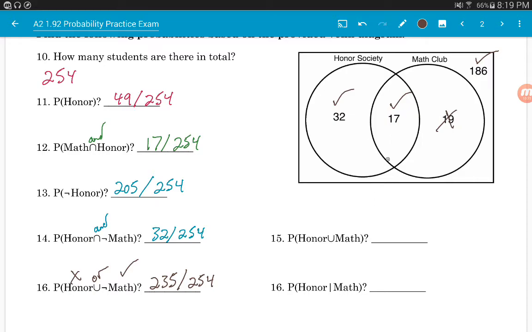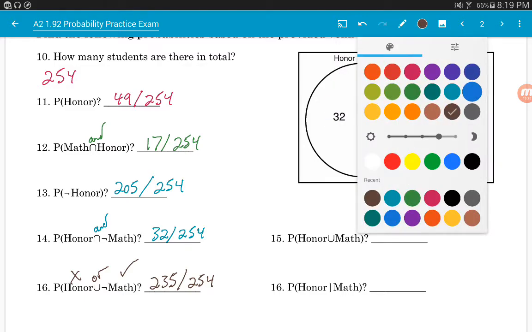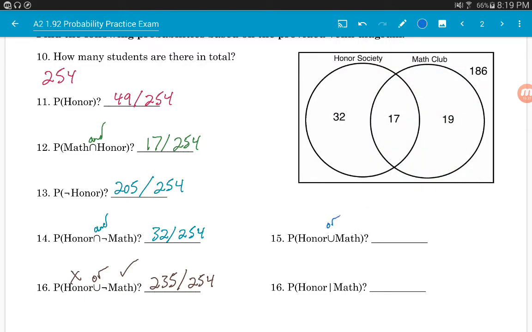Now, honor or math, let me clear this. Honor or math is this and this and this. So I believe that is 49 plus 19 is 68. So this is going to be 68 out of 254. Now this is the fun one.